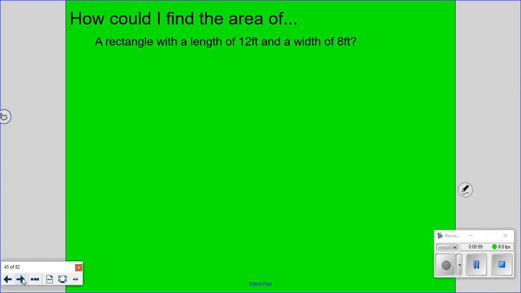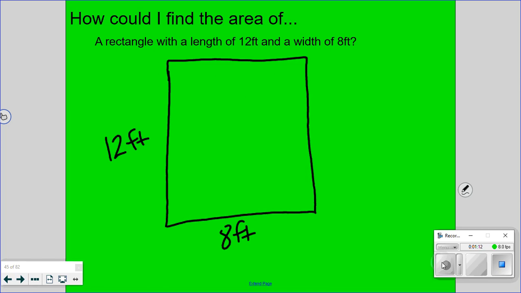When you're done, give me a secret thumb. A rectangle with a length of 12 and a width of 8. You're using pencils. I chose to draw mine like this, and I labeled my dimensions. Your 12 might look a little different. That looks like way more than 12. Did you count 12? No, you didn't. That was way too many.